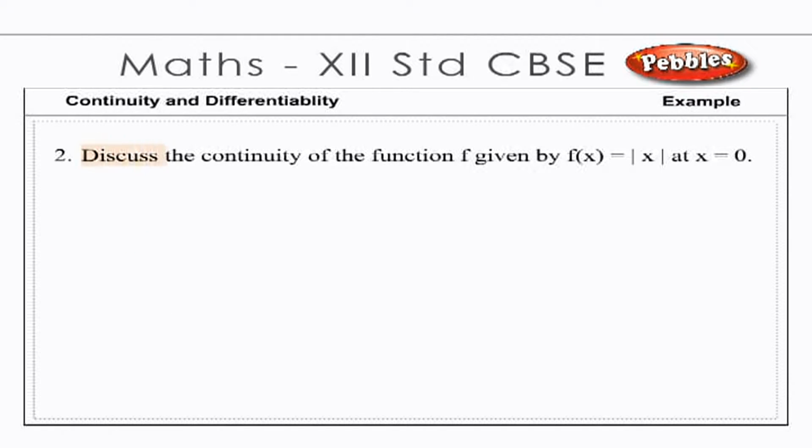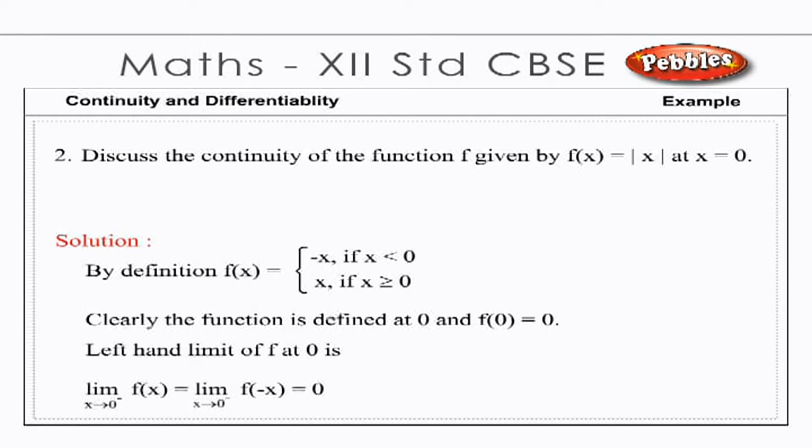Example: discuss the continuity of the function f given by f of x equal to modulus x at x equal to 0. Solution: by definition, f of x equals minus x if x is less than 0, and x if x is greater than or equal to 0. Clearly, the function is defined at 0 and f of 0 equals 0.